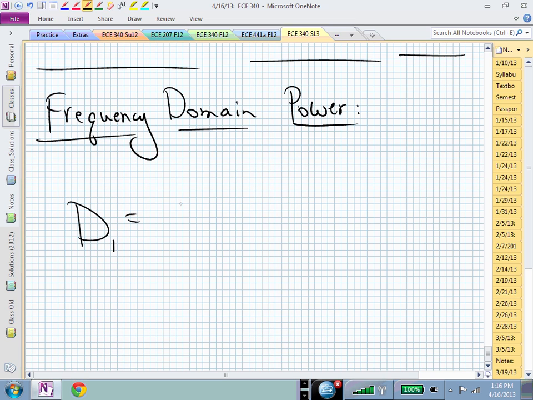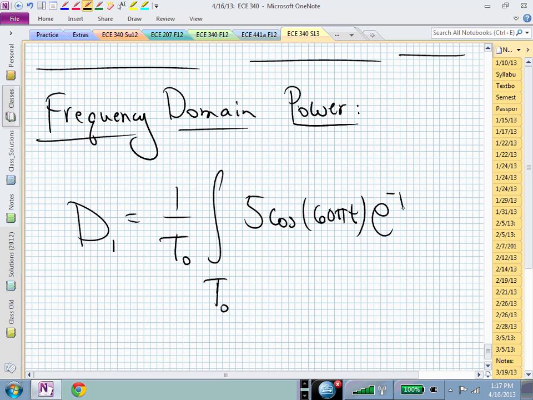Capital D sub 1 is 1 over T sub 0 integral over T sub 0 of x of t. And now what do we do? What was our strategy for computing these coefficients? We scale that x of t by what? Sines and cosines, right? A rotating phasor. This complex exponential, e to the minus j n omega naught t. Can I squeeze all of that in here? I now have e to the minus j, little n is 1, omega naught is 60 pi t dt.